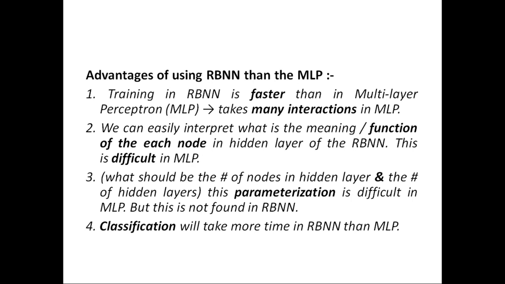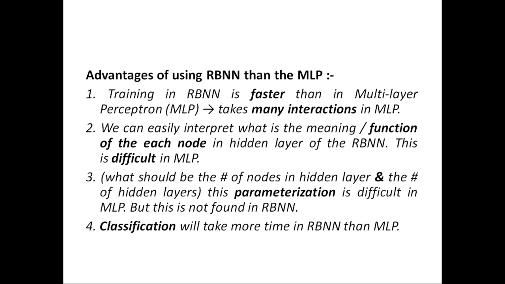What are the advantages of using the RBFNN over the MLP? Training of the RBFNN is faster, as I told you, because there is only a single layer, but the multi-layer perceptron takes many iterations and a long time. We can easily interpret the function of each node in the hidden layer of the RBFNN. This is difficult for the MLP. And what should be the number of nodes in the hidden layer, and the number of hidden layers, in the multi-layer perceptron? This parameterization is difficult for the MLP. We can decide it in the case of the RBFNN hidden layer, but in the multi-layer perceptron it is difficult.